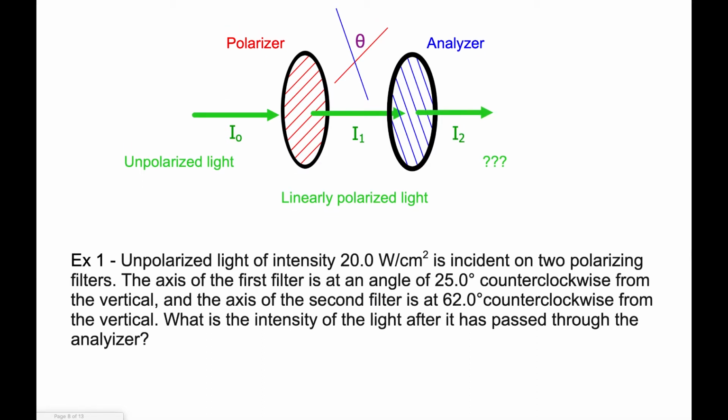So in this example, unpolarized light with an intensity of 20 watts per centimeter squared is incident on two polarizing filters, just like in this image. The axis of the first filter is at an angle of 25 degrees counterclockwise from the vertical. The axis of the second filter is at 62 degrees counterclockwise from the vertical. We need to figure out the intensity of light I2 after it's passed through both filters.